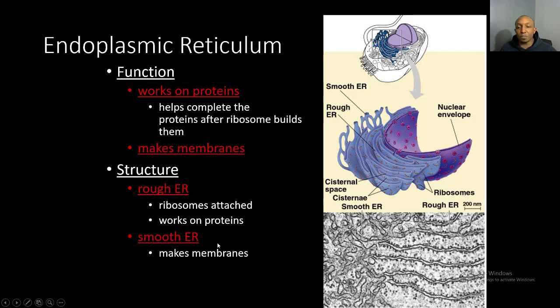And if you look, here's the smooth endoplasmic reticulum. If you notice in the picture right here, the smooth endoplasmic reticulum does not have ribosomes on it. That's why it's smooth. And the smooth endoplasmic reticulum helps to make membranes.